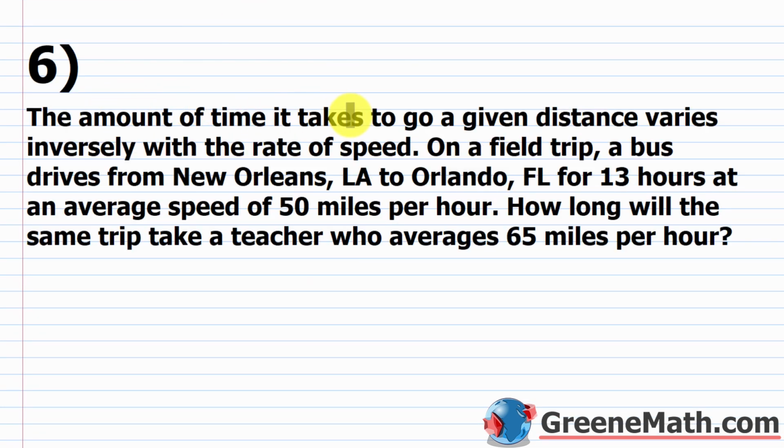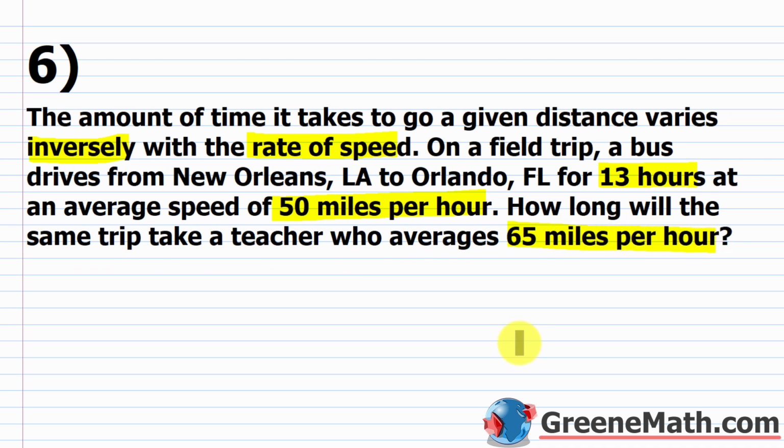So the amount of time it takes to go a given distance varies inversely with the rate of speed. On a field trip, a bus drives from New Orleans, Louisiana to Orlando, Florida for 13 hours at an average speed of 50 miles per hour. How long will the same trip take a teacher who averages 65 miles per hour?